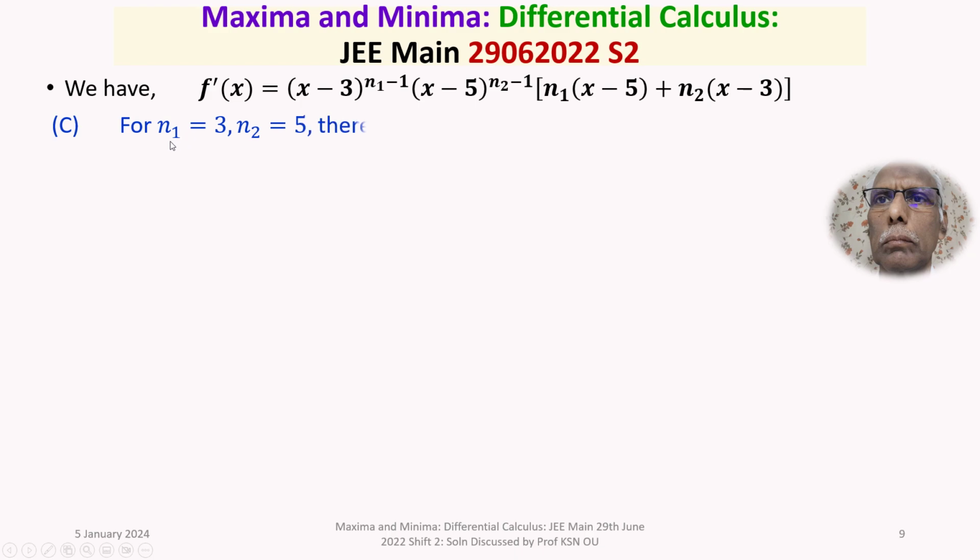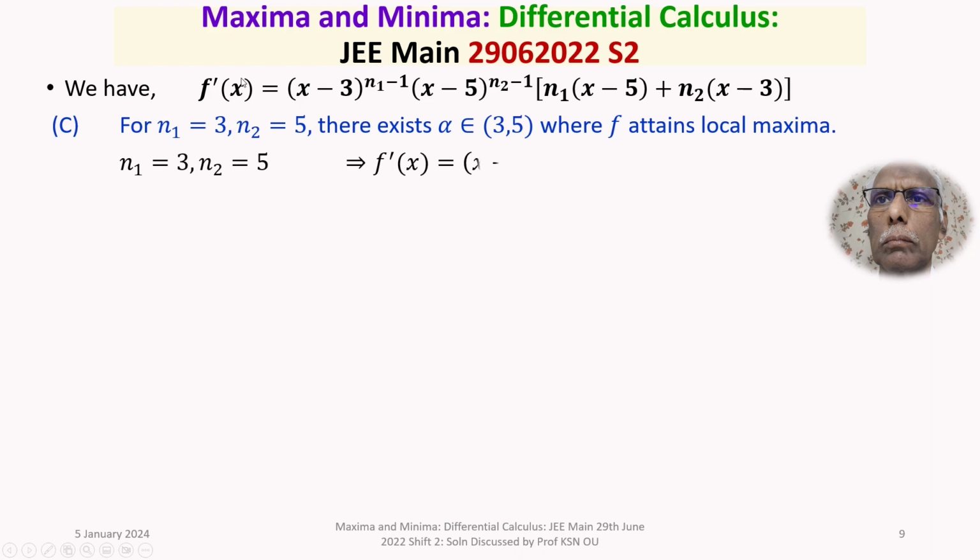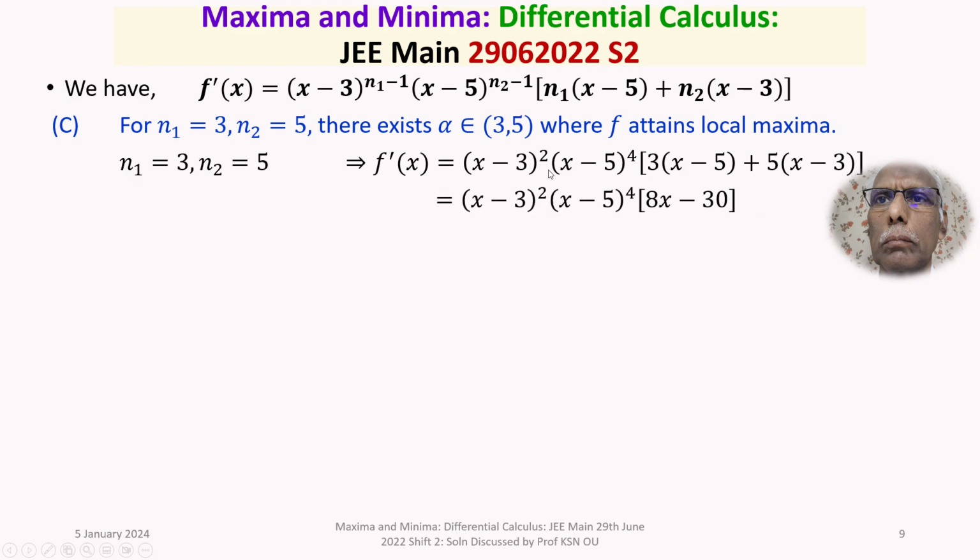In option C, we are given n1 is equal to 3, n2 is equal to 5. We have to discuss local maxima or minima at some point alpha that belongs to (3, 5). So substituting these values in the above f prime x, we get f prime x is equal to (x - 3)^(3-1) (x - 5)^(5-1) [3(x - 5) + 5(x - 3)]. So we get three factors: (x - 3)^2, (x - 5)^4, and (8x - 30).